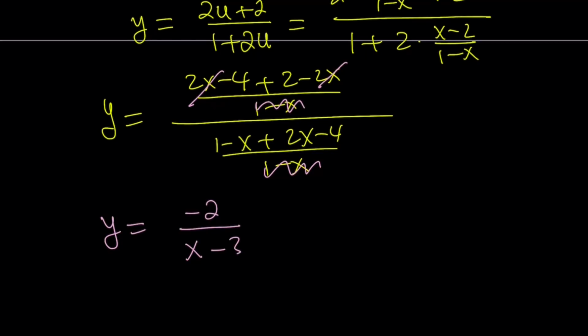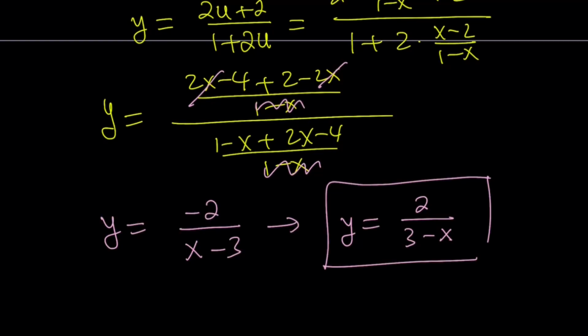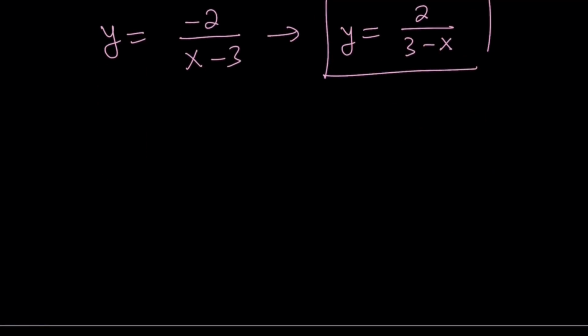x minus 3. Awesome. Obviously, you can negate both the numerator and the denominator, and that looks like 2 over (3 minus x). So we don't have a negative sign in the numerator. It just looks a little better. So that is the answer, and let's go ahead and take a look at the second method.